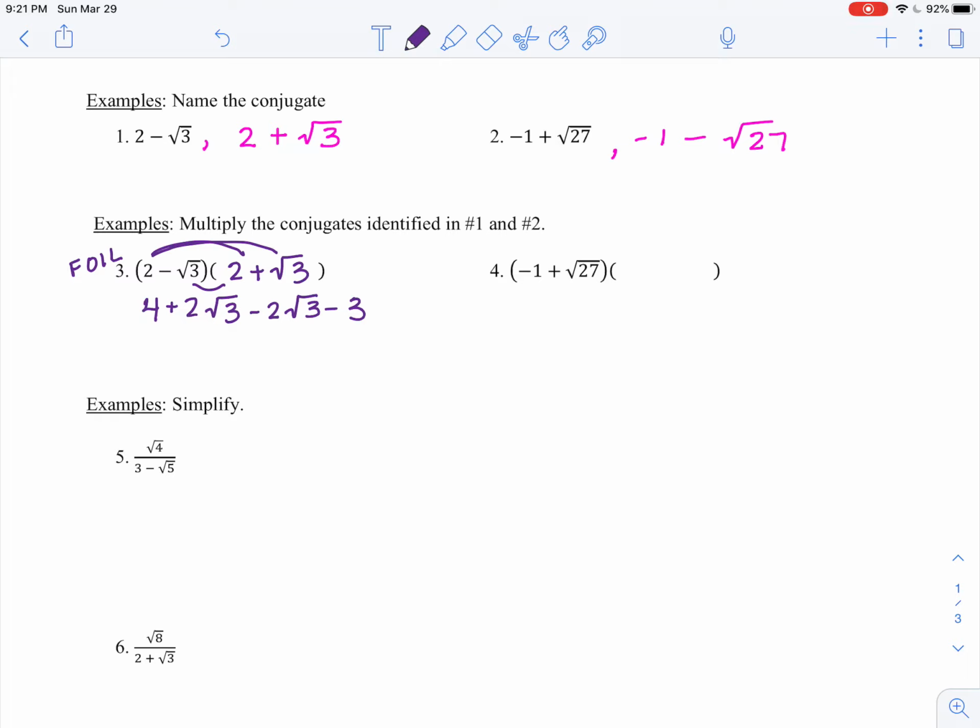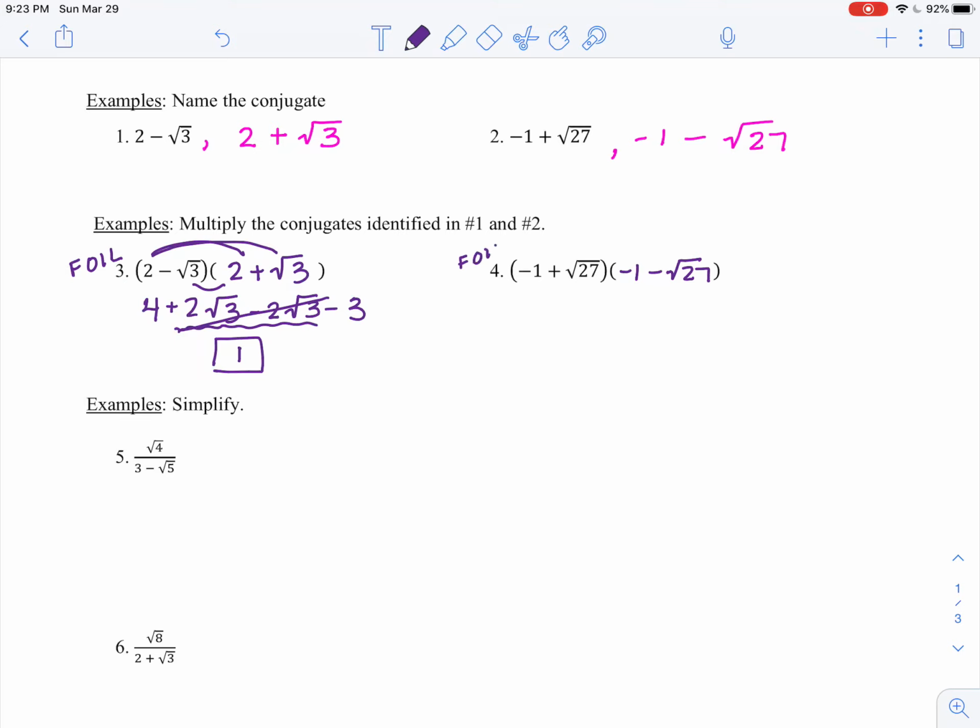Just like when we FOIL before, the middle terms often combine. Here we have positive 2 root 3 minus 2 root 3. So our middle terms are going to cancel out. We're just left with 4 minus 3, which is 1. In question number 4, when we multiply the conjugates, we have -1 plus the square root of 27, and then -1 minus the square root of 27.